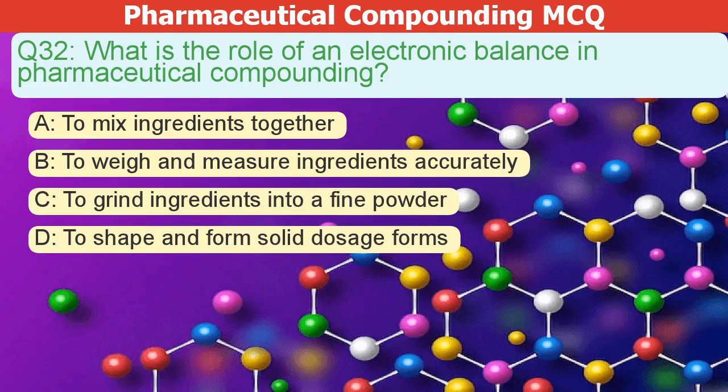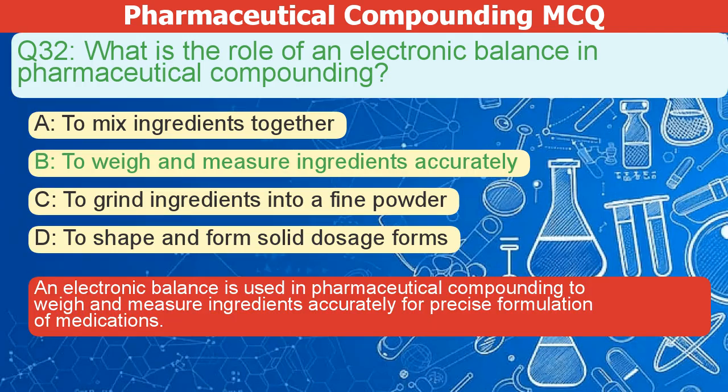What is the role of an electronic balance in pharmaceutical compounding? A. To mix ingredients together. B. To weigh and measure ingredients accurately. C. To grind ingredients into a fine powder. D. To shape and form solid dosage forms. The correct answer is B. An electronic balance is used in pharmaceutical compounding to weigh and measure ingredients accurately for precise medication formulation.